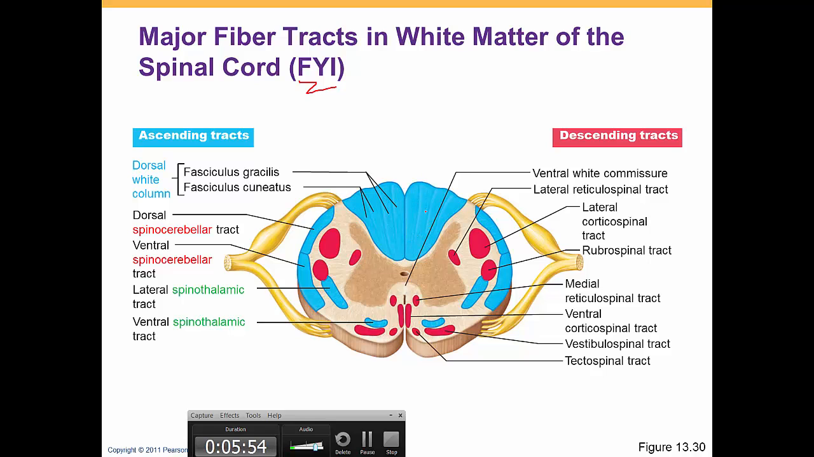So these are my ascending tracks. So the axons of neurons will travel this way, will go to this area, and will ascend up to the brain. So these are my ascending tracks. They are sensory tracks because they carry sensations from the body. Now the descending tracks travel here. So these ones will go down from the brain and will take this pathway, and they will go to the muscles to contract or to the glands to secrete. So these are my two different directions.